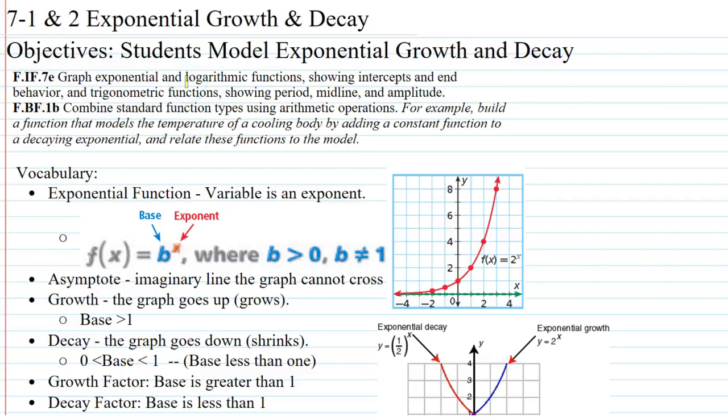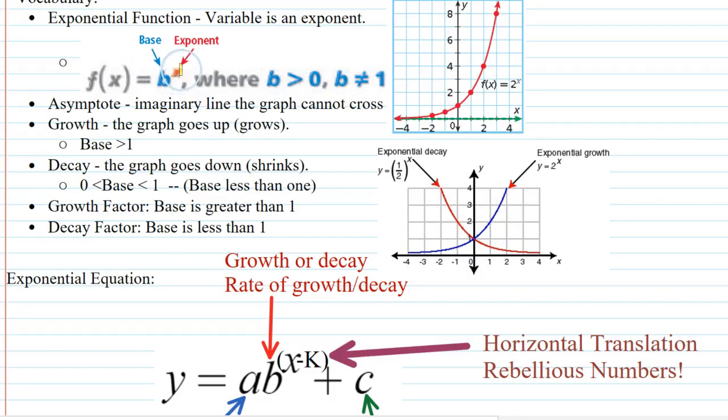So today's lesson is going to cover exponential growth and decay. There's some vocabulary here we need to go through. An exponential function has the exponent as your variable. So that's how we know it's an exponential function. The other number is called the base.